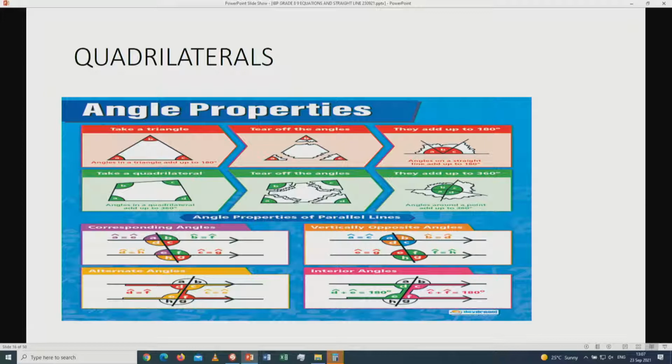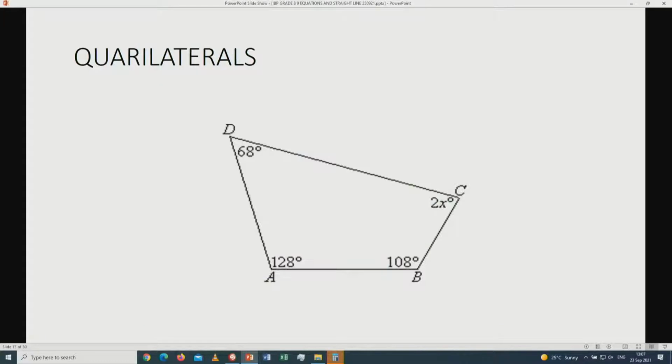Let's see what kind of questions we'll be discussing and try to answer them. How many sides is this figure? 4 sides. How many angles? 4 angles. When you add them, what do you get?